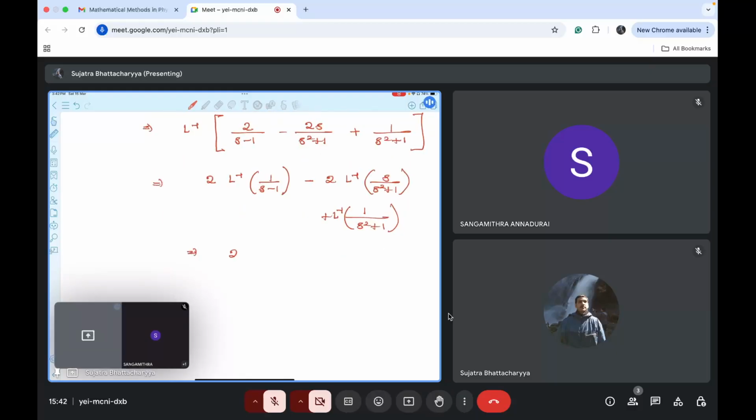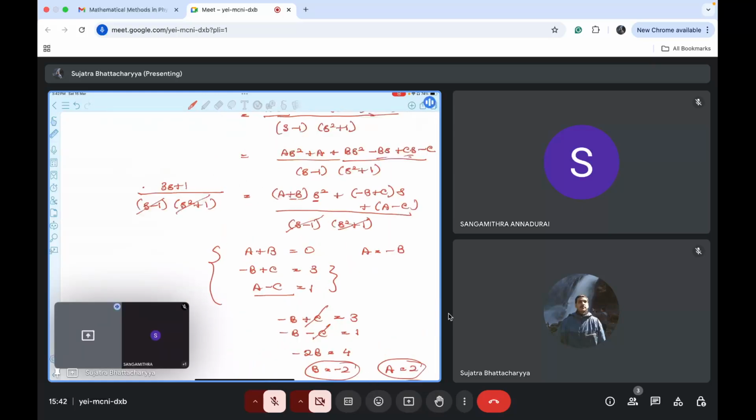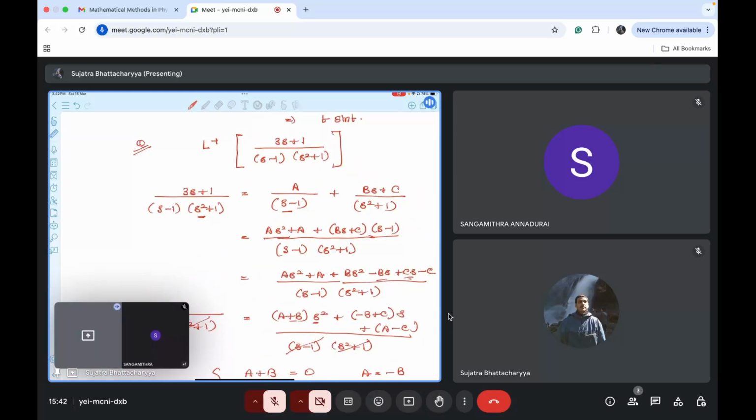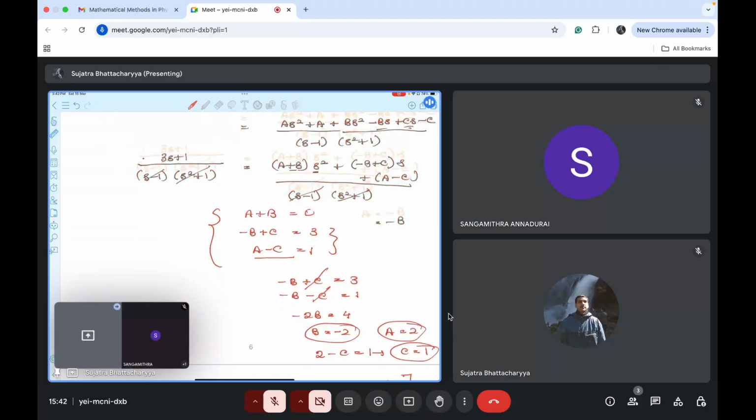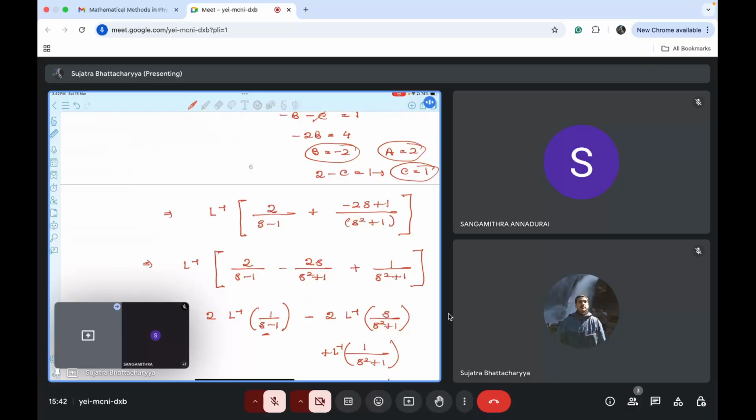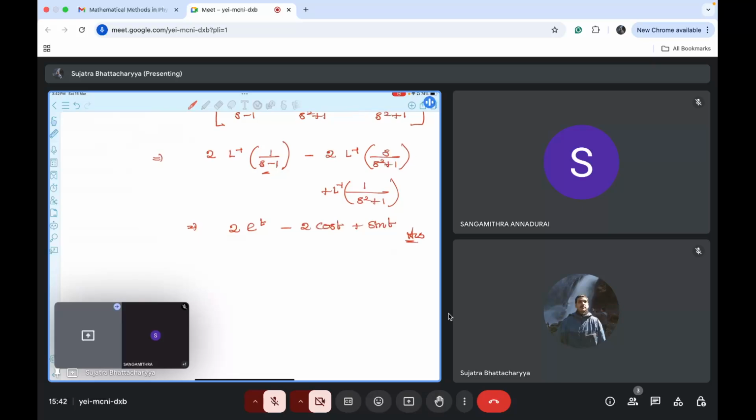So 2 into this will be e to the power t because the constant is 1. Next, minus 2 cos t. Already told you, this is sine t. That's all. This is the answer. So, whenever you have some complicated expressions, immediately don't think about the property. Just see whether you can reduce this to some partial fraction kind of a thing, the way I have solved. And then compare the coefficients, and try to reduce it into some known forms. These are the known forms, and based on that, you can easily calculate the inverse Laplace transform.